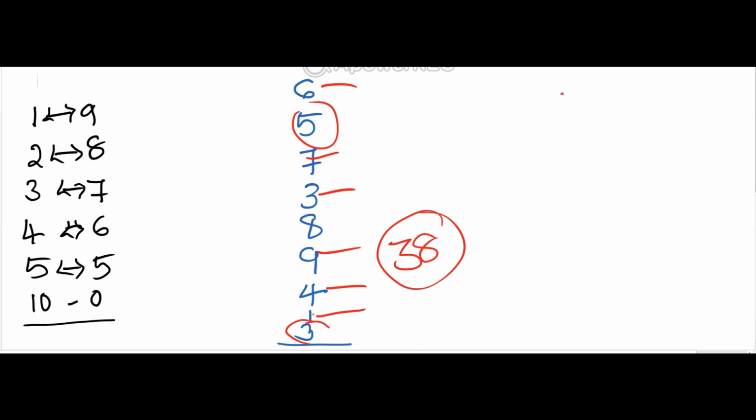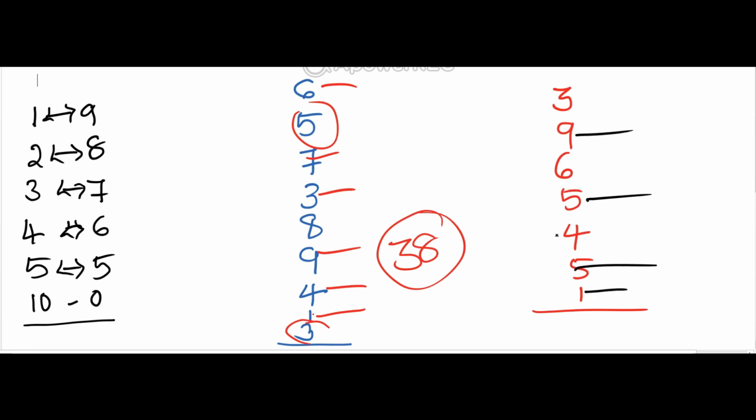Okay, one more: 3, 9, 6, 5, 4, 5, 1. See, I want you to solve in just seconds. See from top or bottom. 10, 20, 30, 33. That's it. If we have friends, okay, or else we have to make friends and solve.